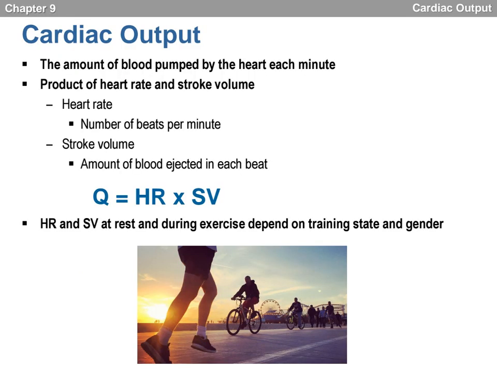Cardiac output is the amount of blood pumped by the heart each minute. It's the product of heart rate and stroke volume. Heart rate is defined as the number of beats per minute, and stroke volume is the amount of blood ejected in each heartbeat. So that, of course, occurs during ventricular systole. Here's the equation. Q, or cardiac output, equals heart rate multiplied by stroke volume. And so the heart rate and stroke volume at rest and during exercise depend on the training state and gender.